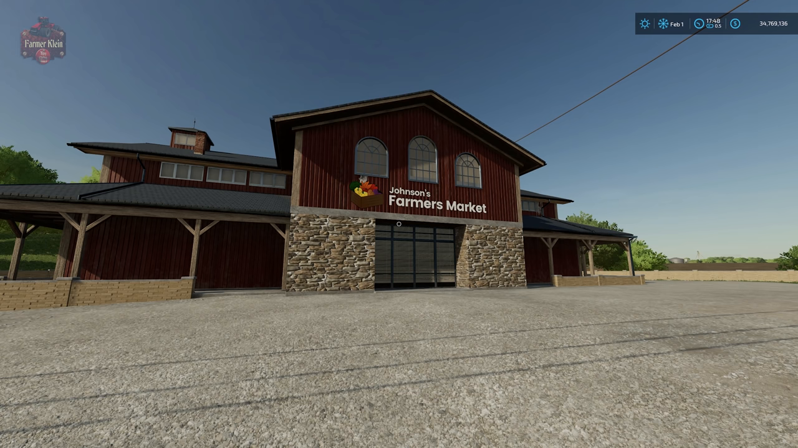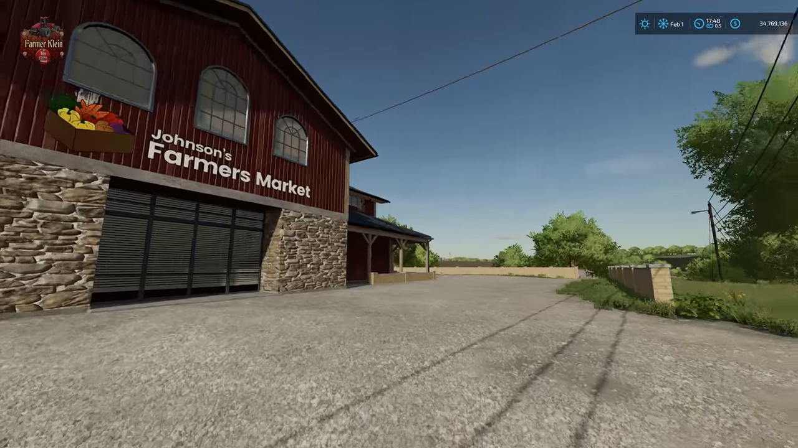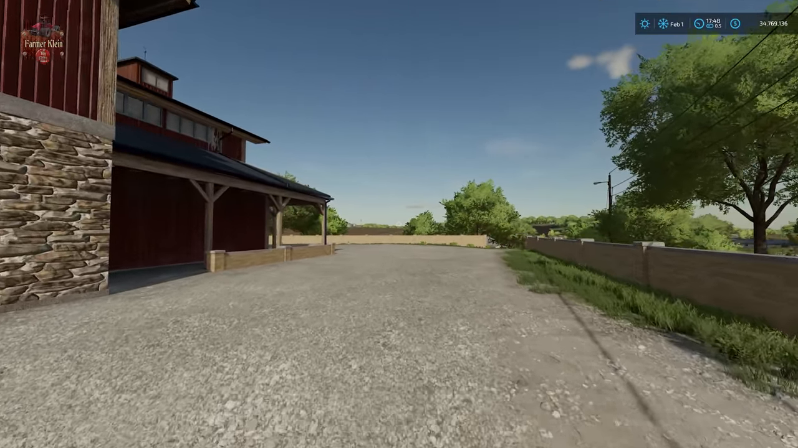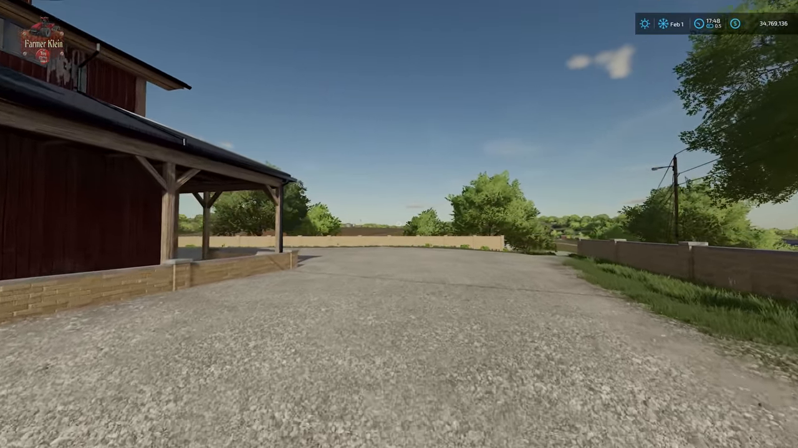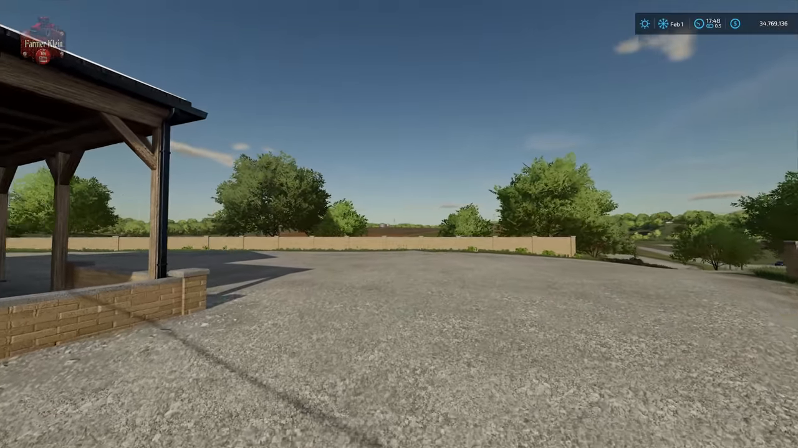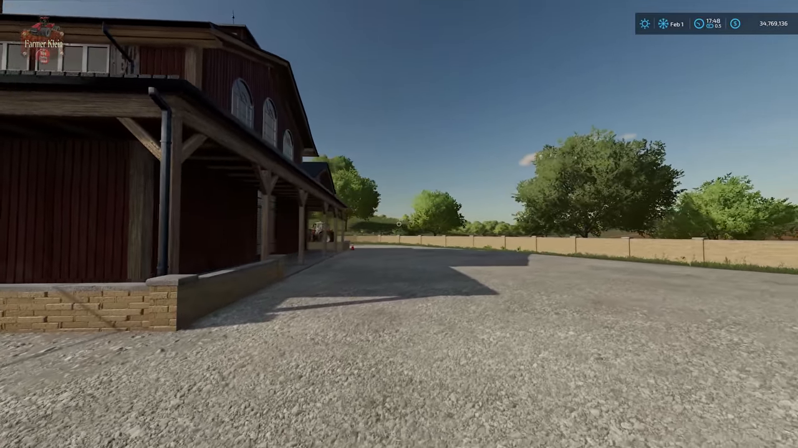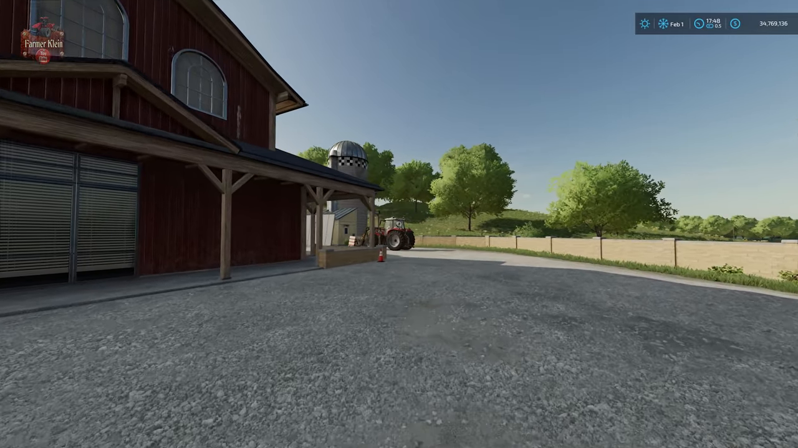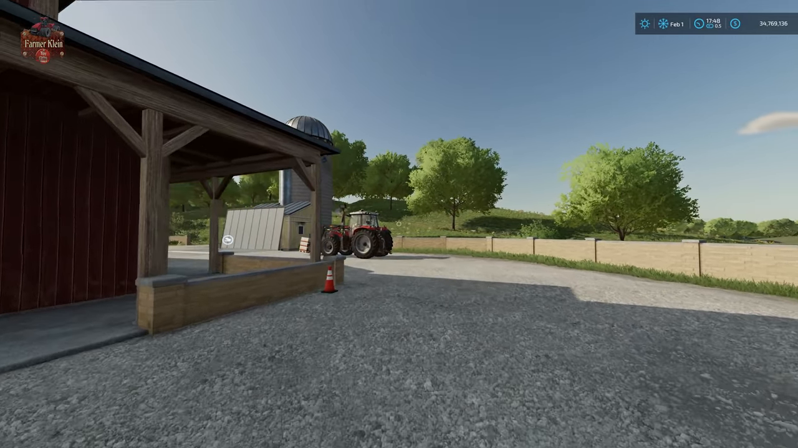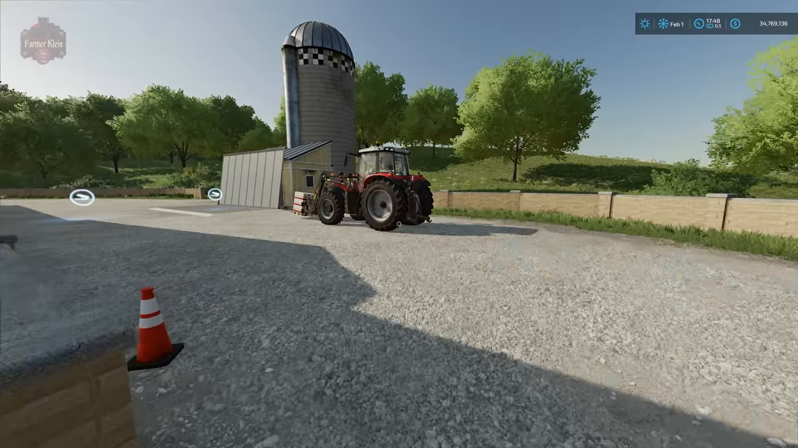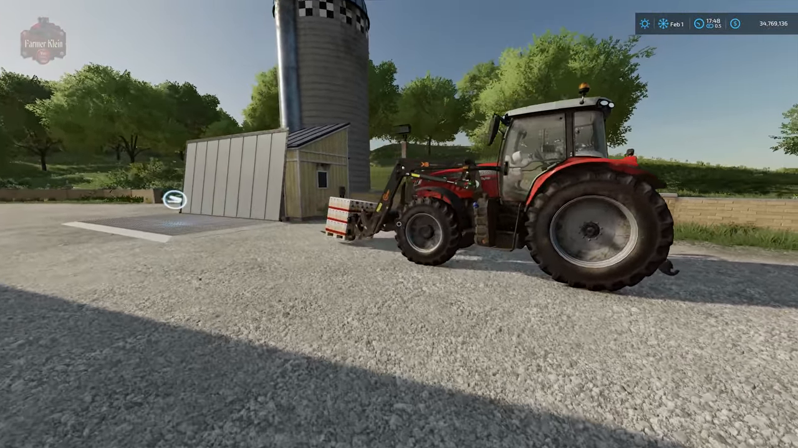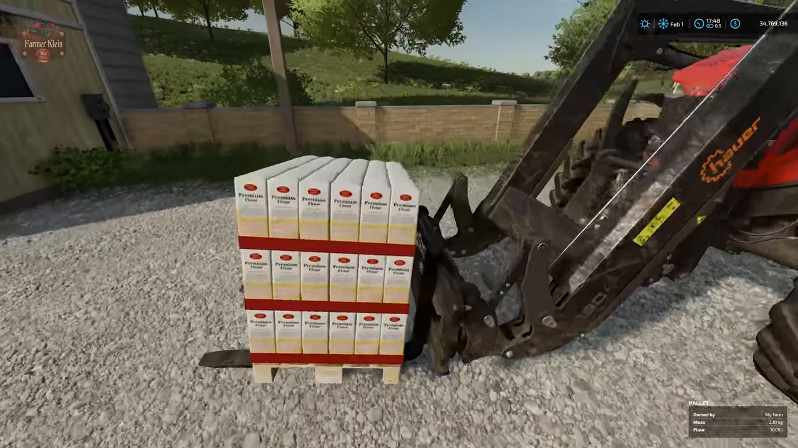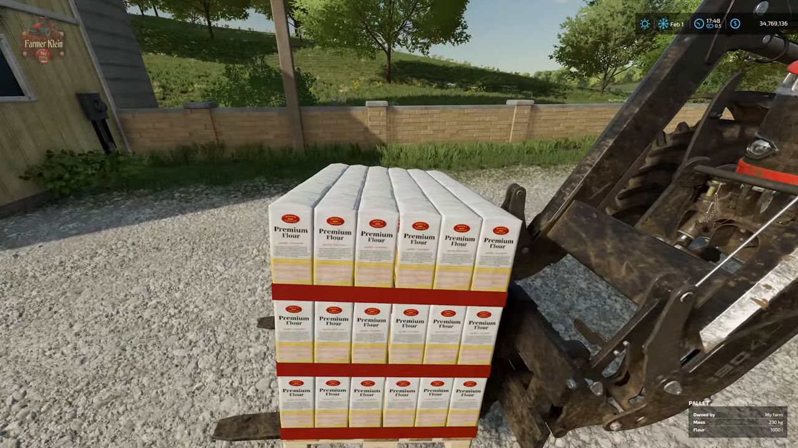We're down here at Johnson's Farmer's Market, and it happens to be the best price to sell wheat, or should I say wheat flour, at the moment. I have a pallet of wheat flour over here. It is 1,000 liters. And we have 1,000 liters in the flour mill set to selling. So you see that is 1,000 liters.